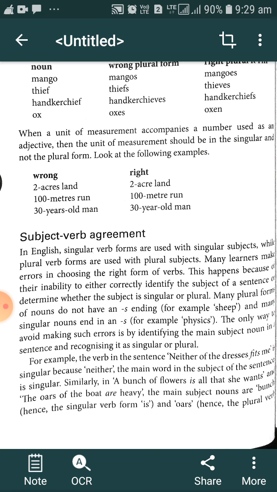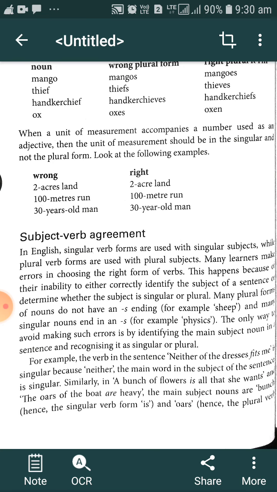Similarly, "A bunch of flowers is all that she wants." Here, we generally consider the flowers and then use the plural form of the verb, are. But if you see properly, in a bunch of flowers, there is only one bunch. There may be various flowers, but that particular make is only one bunch. That's why a bunch means only a single bunch, and that's why we have to use the singular form of the verb.